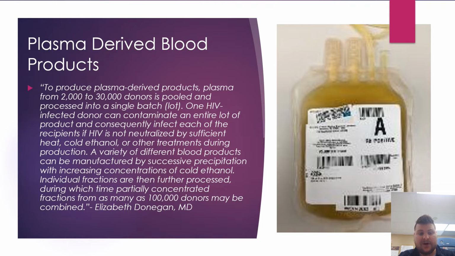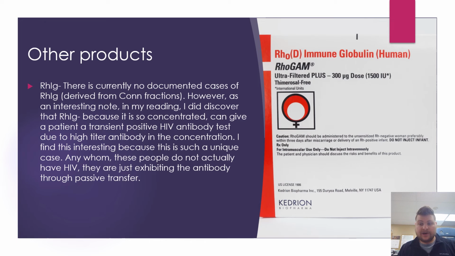A variety of different blood products can be manufactured by successive precipitation with increasing concentrations of cold ethanol. Individual fractions are then further processed, during which time, partially concentrated fractions from as many as 100,000 donors may be combined. And this was a direct quote from Dr. Elizabeth Donegan. So looking at our other products like Rogam, that thing that we use to prevent anti-D being developed in our Rh-negative moms, luckily there's no documented cases of HIV contraction from Rogam, which is derived from the con fractions.